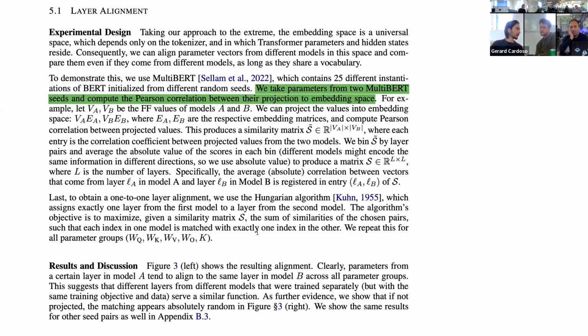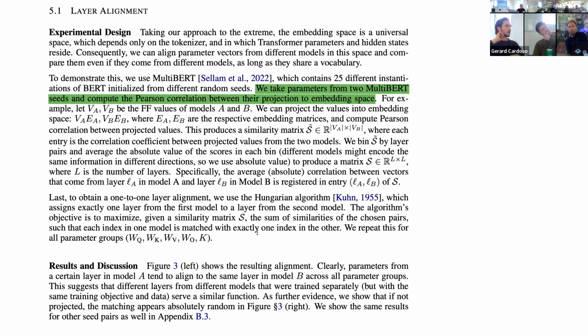So I think alignment here basically means that the layers match in the parameters, or there's a correlation between the parameters at different layers. Okay.